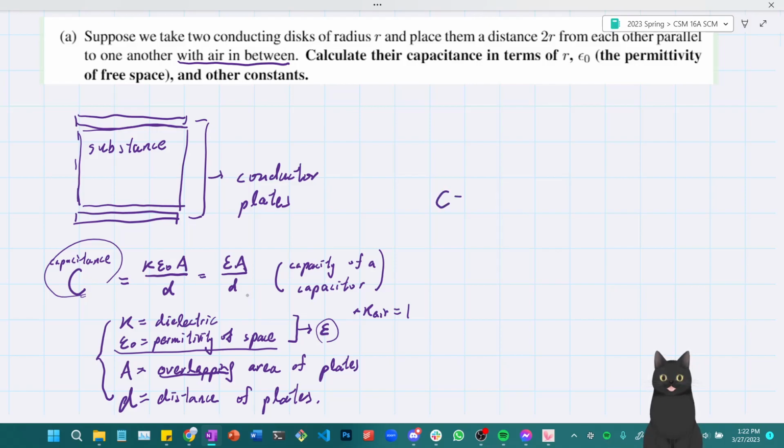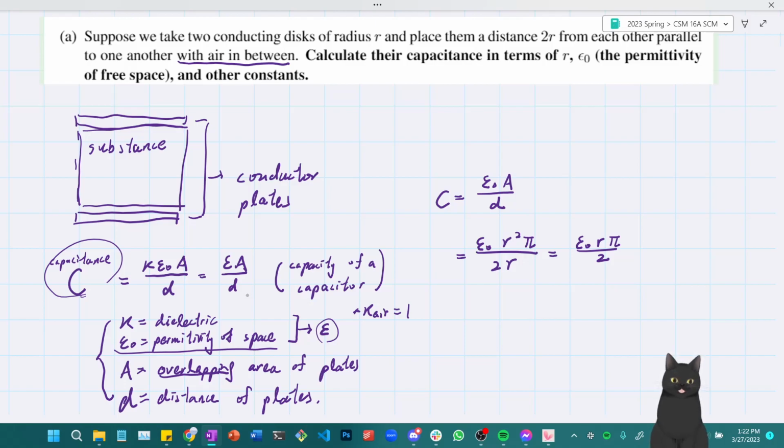Now, C is equal to epsilon naught times A over D. Suppose that our conductor plate is a disk of radius r, which means the area is equal to r squared pi, and they're at a distance of 2r from each other. Then the capacitance of this capacitor is equal to epsilon naught r pi over 2, simplifying the fraction using the formula for capacitance. So now that we have figured out this question, let's move on to the next one.